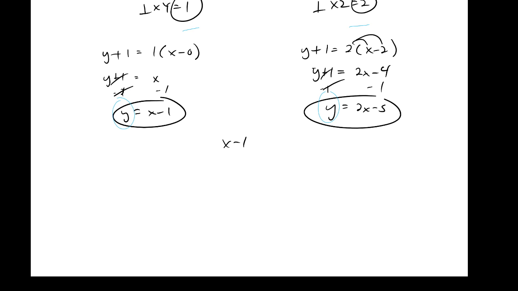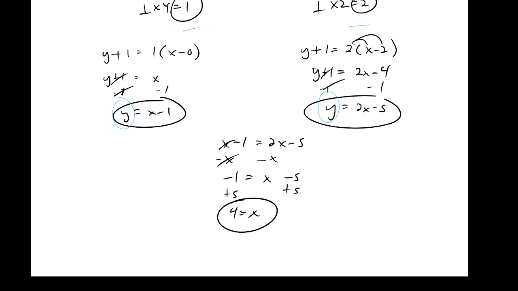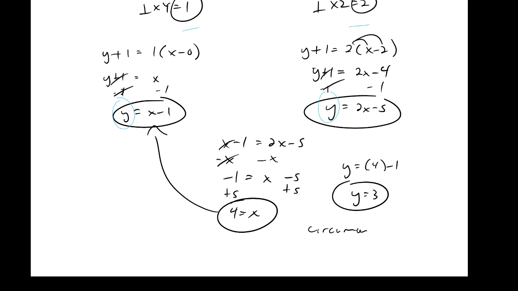So we have x minus 1 is equal to 2x minus 5. Subtract x from both sides. We have -1 is equal to x minus 5. We add 5 to both sides, and we have 4 is equal to x. Take that, plug it back in there, right? So y is equal to 4 minus 1, or in other words, y is equal to 3. So that right there is our circumcenter, which is (4, 3).